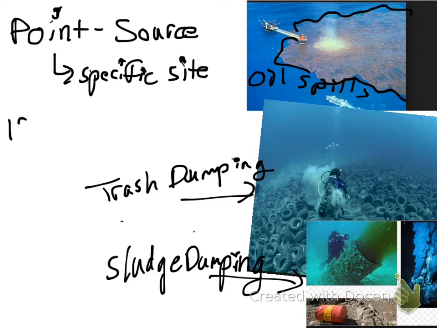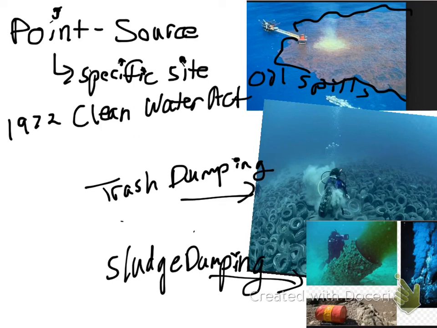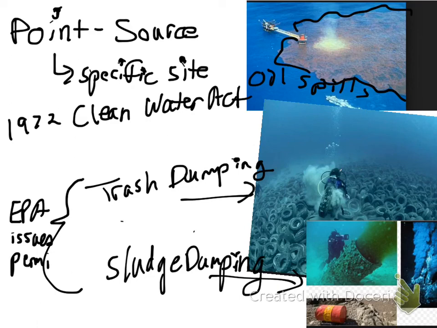For example, the 1972 Clean Water Act that we learned about in the last chapter, that wanted to make all U.S. waters safe for swimming and fishing. This act also said the Environmental Protection Agency is now going to issue permits to dump trash and dump sludge. So this agency tells people whether or not they're allowed to go put trash in the ocean.